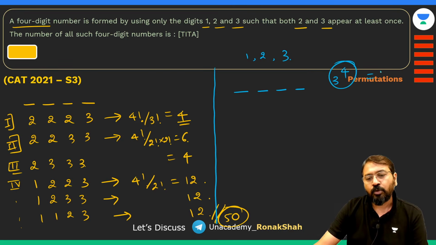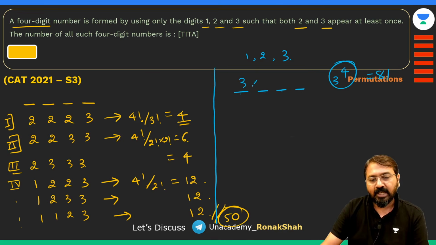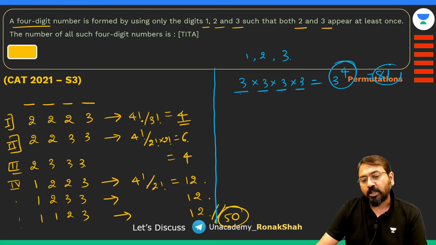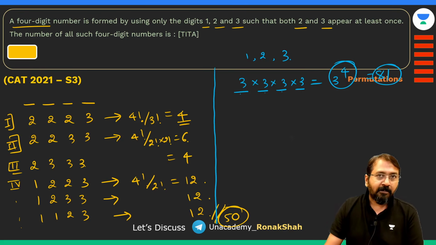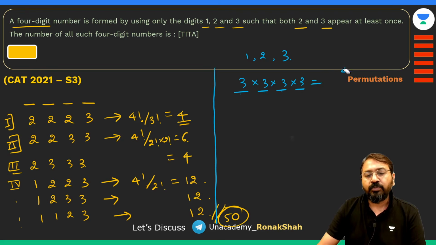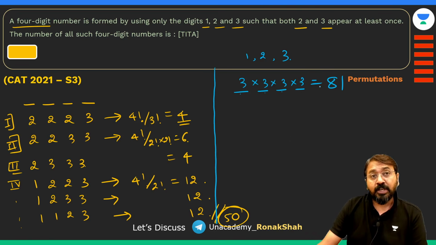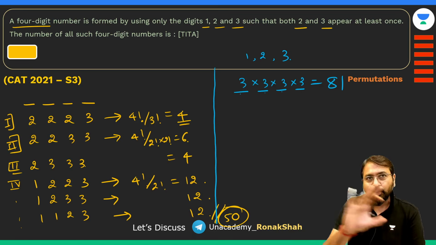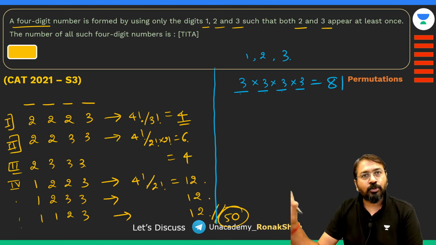Why 3 raised to 4? Because each position can be filled in 3 ways. So 3 into 3 into 3 into 3. So in that case, the total number of ways will come out to be 81. Now what we need to do is just subtract the number of ways in which we are not using at least one 2 and at least one 3, right? We are not using 2 and 3. We need to subtract all those 4-digit numbers.